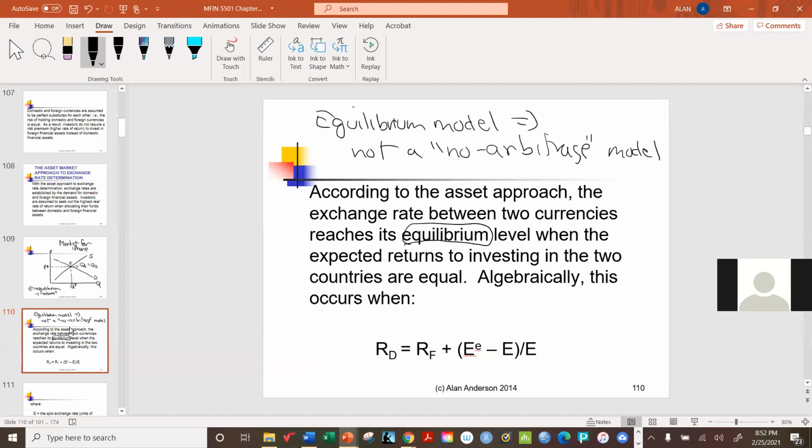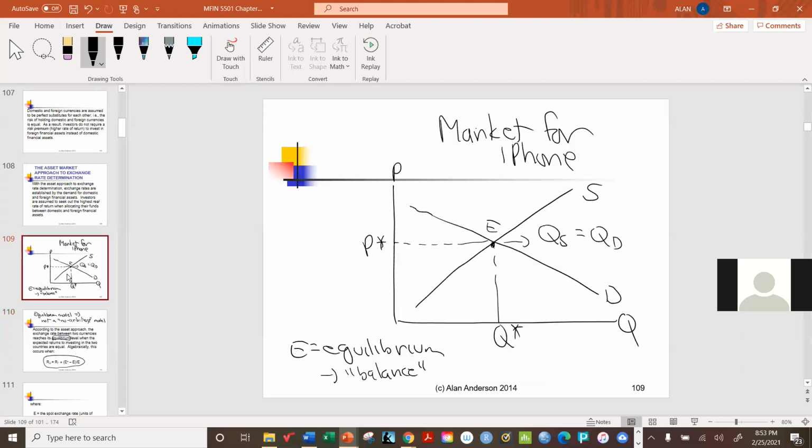It simply means that in equilibrium, when everybody's happy, this is the relationship that should hold. If not, let's go back to this graph. If we're not in equilibrium, let's say that, for example, the market price is too low. It's down here somewhere. Down here, the quantity demanded exceeds the quantity supplied, and that means there's a shortage of the good.